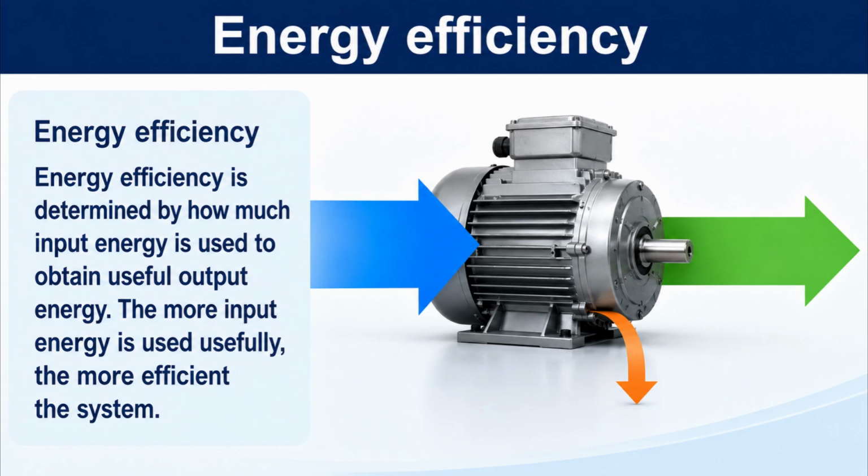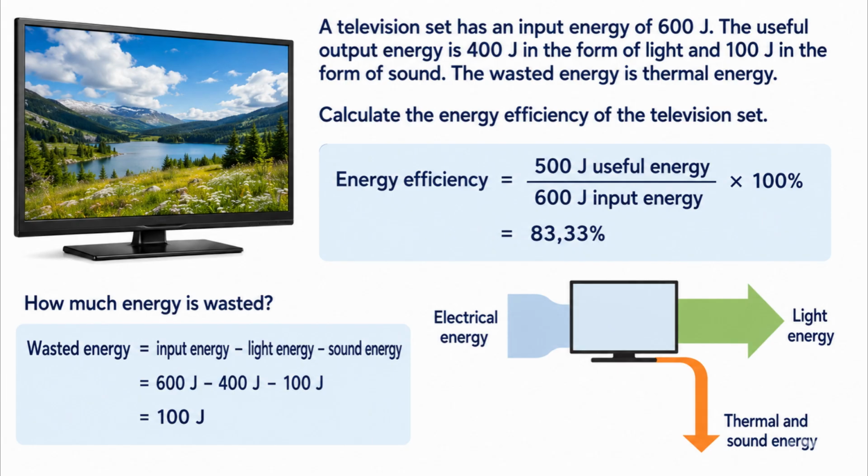Energy efficiency. Energy efficiency is determined by how much input energy is used to obtain useful output energy. The more input energy is used usefully, the more efficient the system. Remember that 65% efficient means that only 65% of the input energy is available for the motor to work. The rest of the energy is wasted in the form of heat and sound.